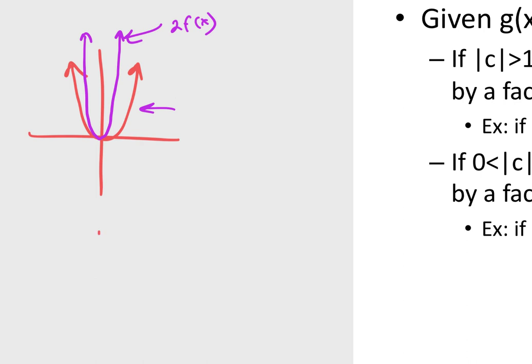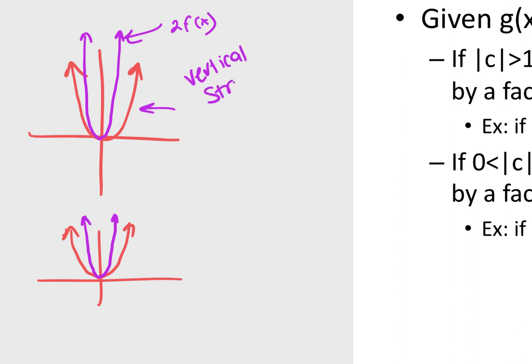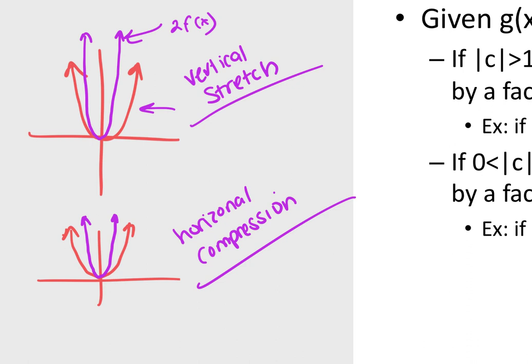Now think about what happens to my parent function. So let's say this is my original. And what happens if it's a horizontal compression? Picture the sides squeezing in. What happens to this? It also gets narrow. So a vertical stretch and a horizontal compression almost have the same effect. I'll show you on the next slide where it would be different, okay? But they almost have the same effect.